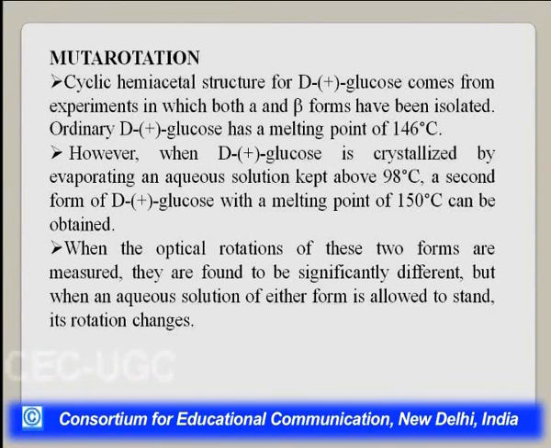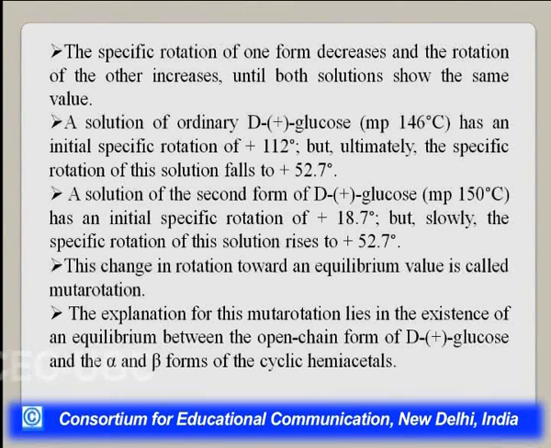When the optical rotations of these two forms are measured, they are found to be significantly different. But when an aqueous solution of either form is allowed to stand, its rotation changes. It will not stay at the same value. The specific rotation of one form decreases, the rotation of the other increases, until both solutions show the same value. A solution of ordinary D-glucose, which has the melting point 146, has an initial specific rotation of plus 112, but ultimately the specific rotation of this solution falls to plus 52.7 degrees.